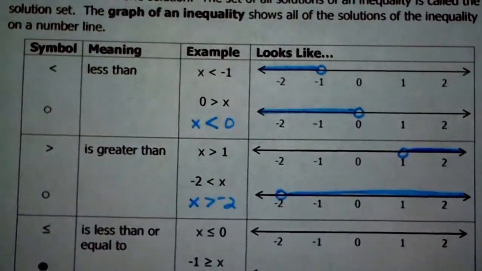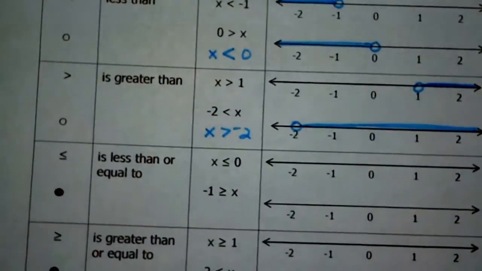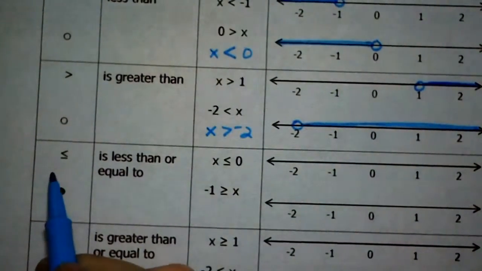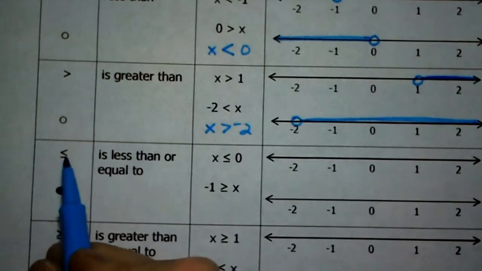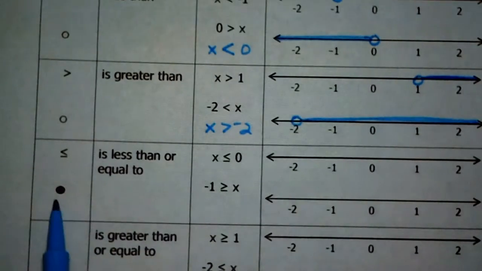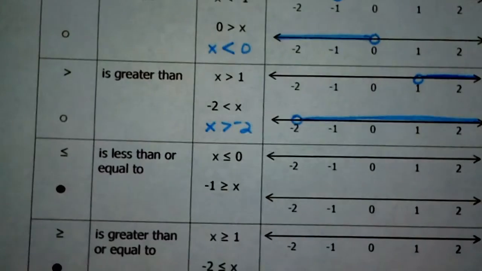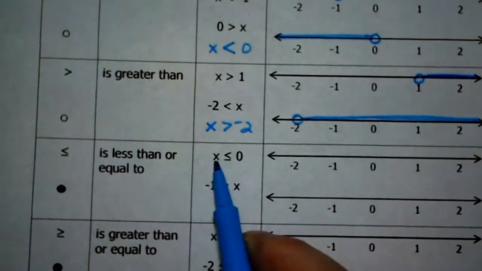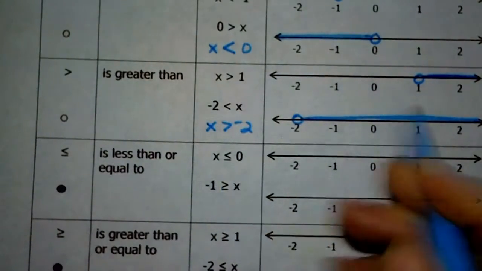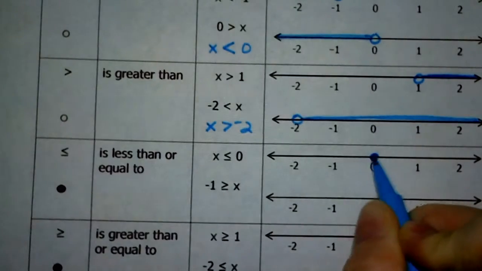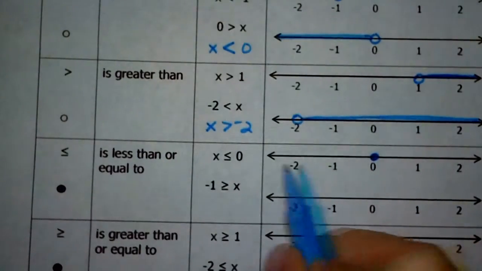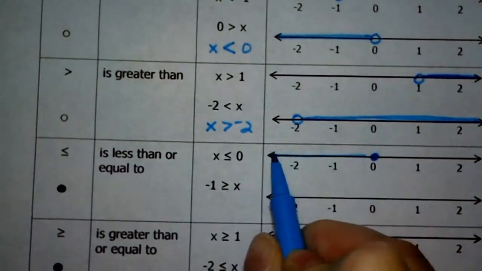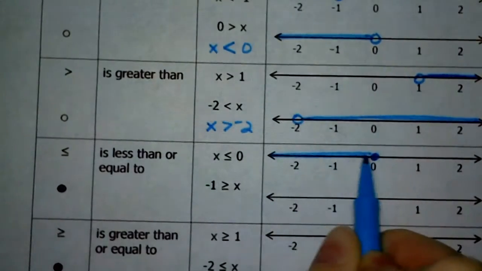Okay, now I have the less than or equal to. So this has a little line underneath it. It means that it can be less than the value given, but it can also be that actual value. So when you plot the dot on the graph, you're going to use a closed circle because it can be that amount. For example, if x is less than or equal to 0, that means that it can be 0, and it can also be all the values lower than 0. So less than means shade to the left.